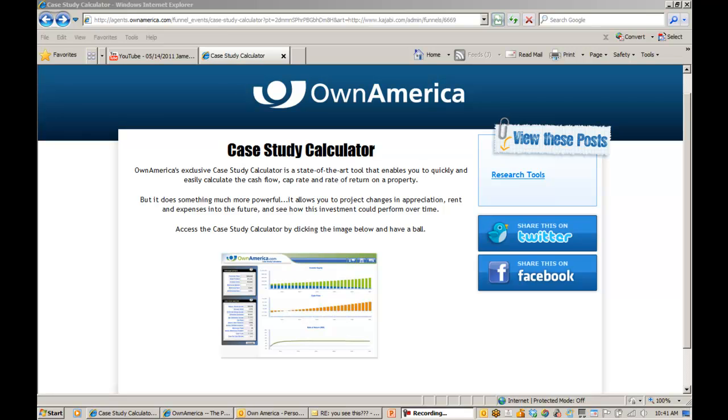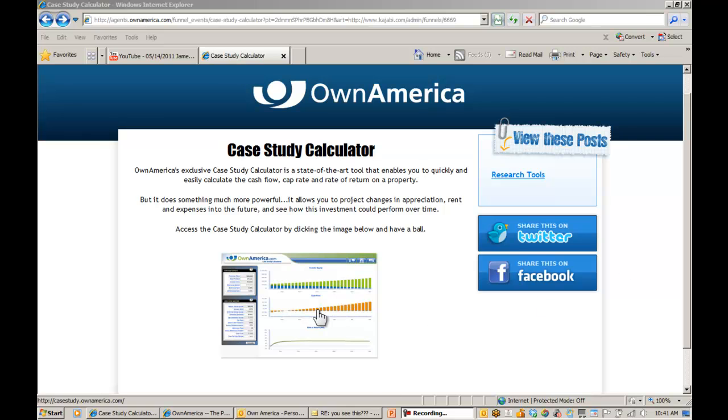Okay, we've got a fun surprise for you here. We're going to show you now how to use the case study calculator, which we developed after looking at all the really complicated software that's out there right now. And so, you know what? How do you use this as a learning tool where you can quickly and easily crunch out a case study for cash flow and rate of return and cap rate? But more importantly, how do you then look out into the future?